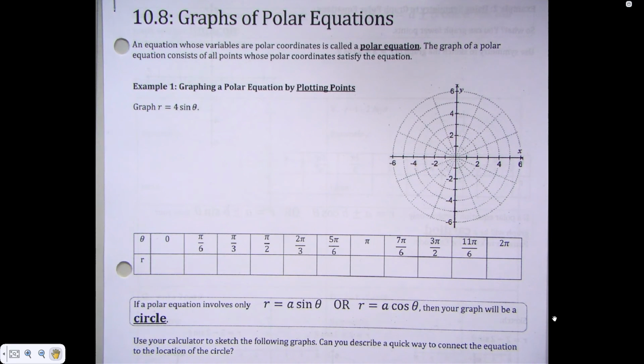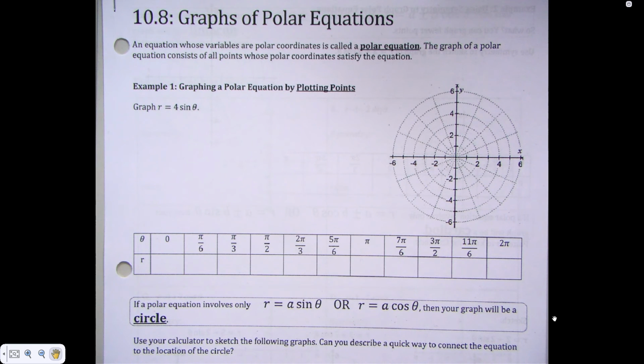Welcome to the notes for 10.8. We're going to be graphing polar equations. A polar equation, we talked yesterday about graphing in the polar coordinate system, is just an equation that involves r's and theta. So your coordinates are r's and thetas rather than x's and y's.